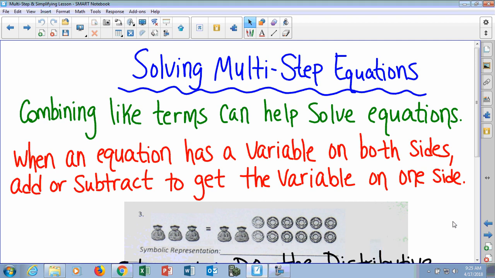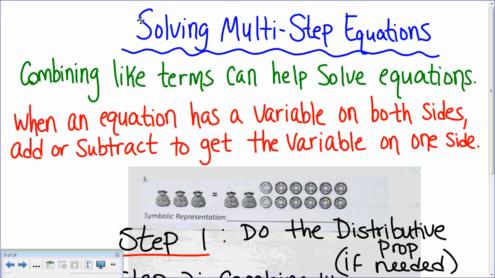When we solve multi-step equations, we're going to use the previous skills that we've learned from one-step and two-step. The only difference is multi-step is obviously more than two steps. It has many steps. So what we did in combining like terms can help us solve multi-step equations. The distributive property can help us solve multi-step equations. It's kind of an accumulation of all the skills that you've learned so far to help solve for a variable.